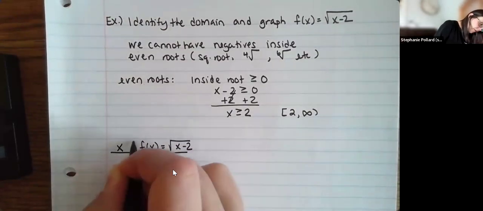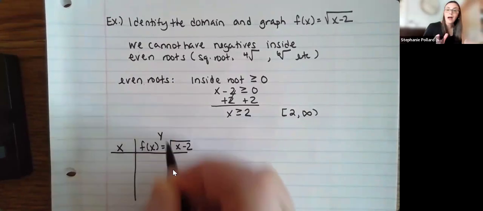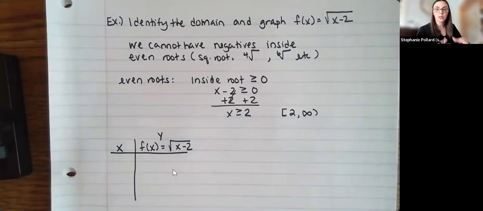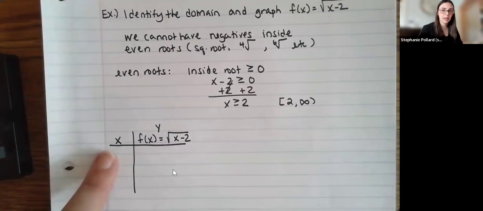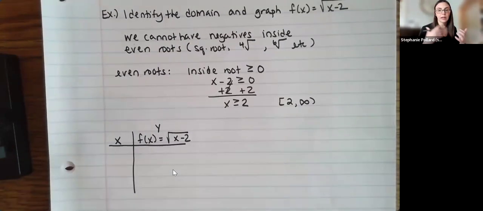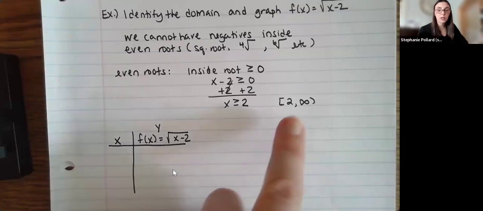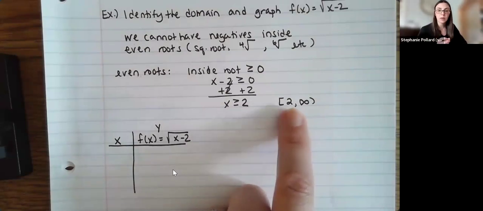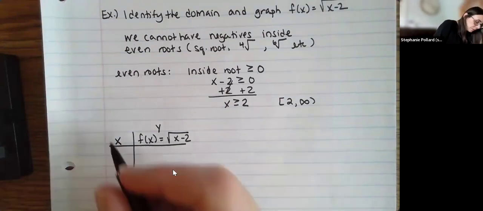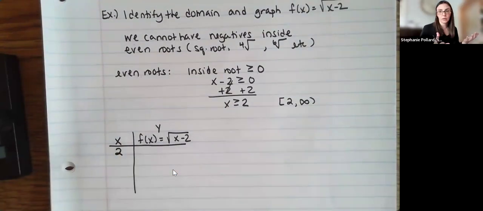And remember that f of x is another way just to say y. So your output is going to be your y values when you graph. Now, I'm just going to pick x values to plug in here and find the answers. 2 is going to be the smallest one I could plug in. If I try to plug in 1 or 0 or anything else, I'm going to get a negative under that root, which is not going to help me. So I'm going to start with my smallest one, which is 2. And then I'm going to pick a few other values to plug in here as well.